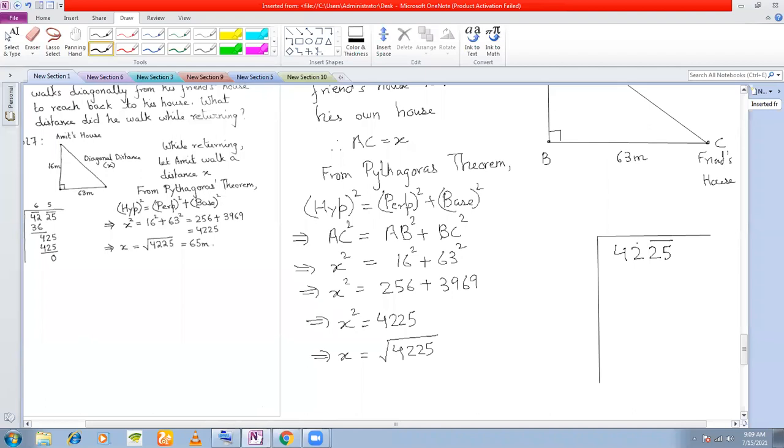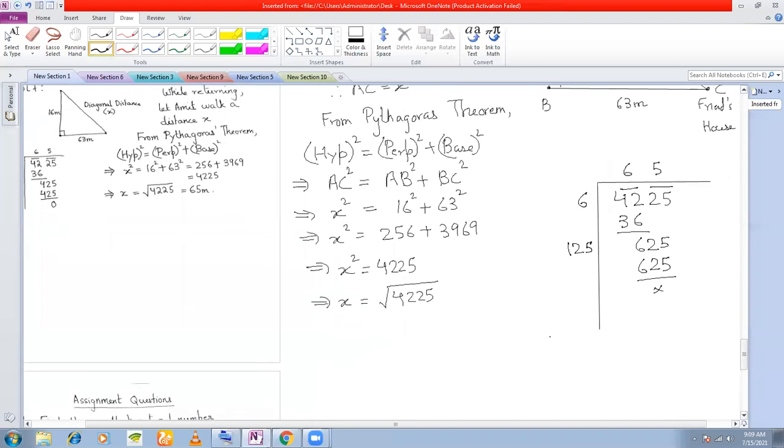4225. Start pairing. 6 into 6 will give you 36. Subtract, you get 625. Double 6 to get 12. So what digit should you place here? You will place 5. 125 into 5 will give you 625. Therefore, what is the square root of 4225? It is 65 meters. So the distance he walks diagonally to reach his own house is 65 meters. Clear? Any question?